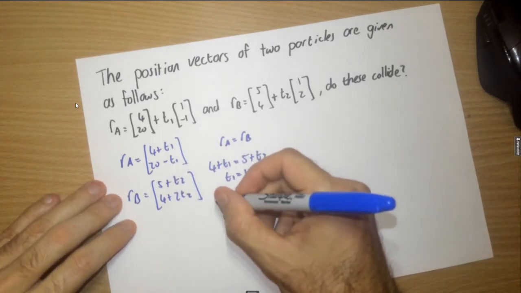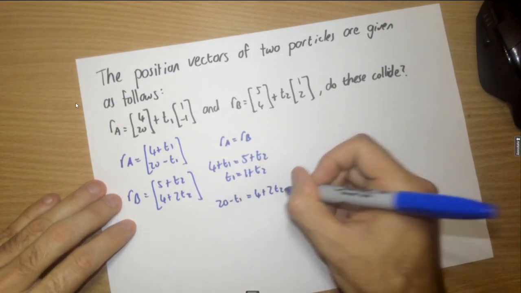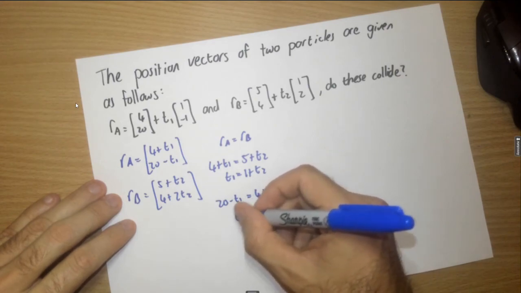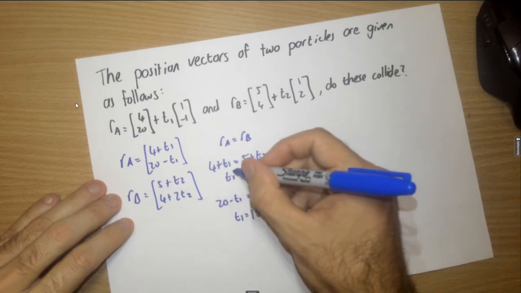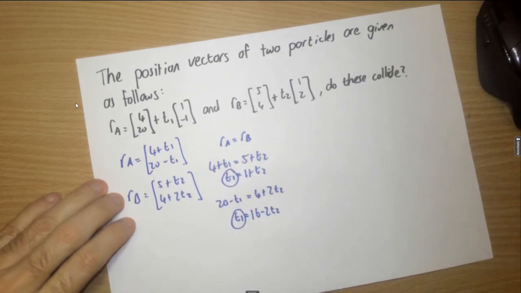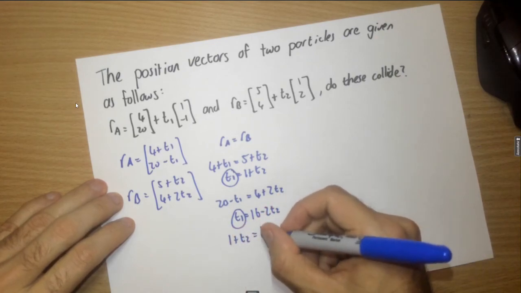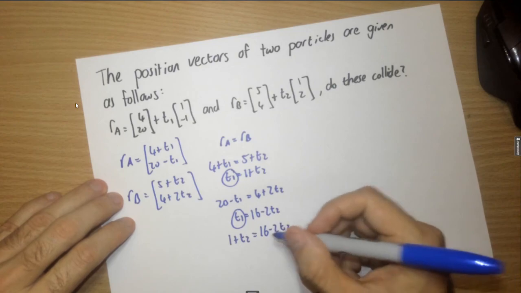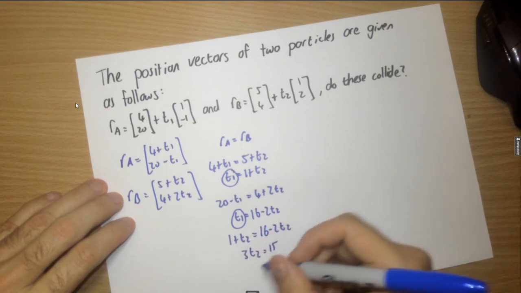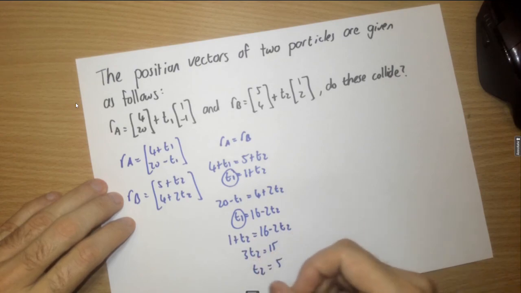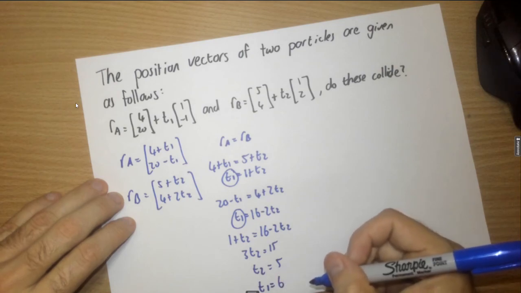Now for the y components, 20 take away T1 equals 4 plus 2T2. And again, we're going to have T1 equaling 16 take away 2T2. These two T1s have to be the same if they collide. So 1 plus T2 is going to be the same as 16 minus 2T2. We'll pull the T2s across, so 3T2 is 15. So T2 is going to be 5. That means that T1 is going to be 6.